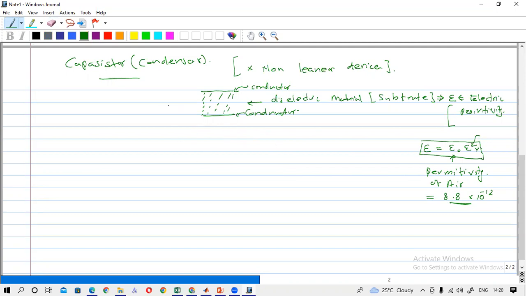So basically a capacitor has two conductors, and between those two conductors there should be a dielectric.